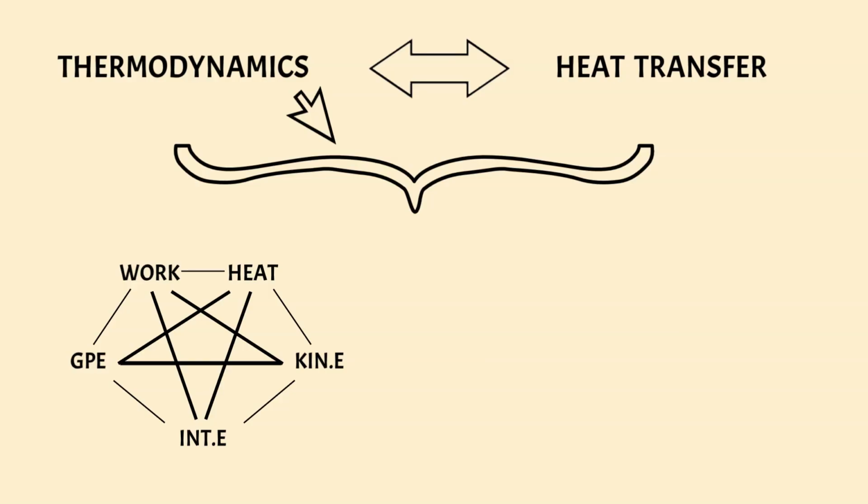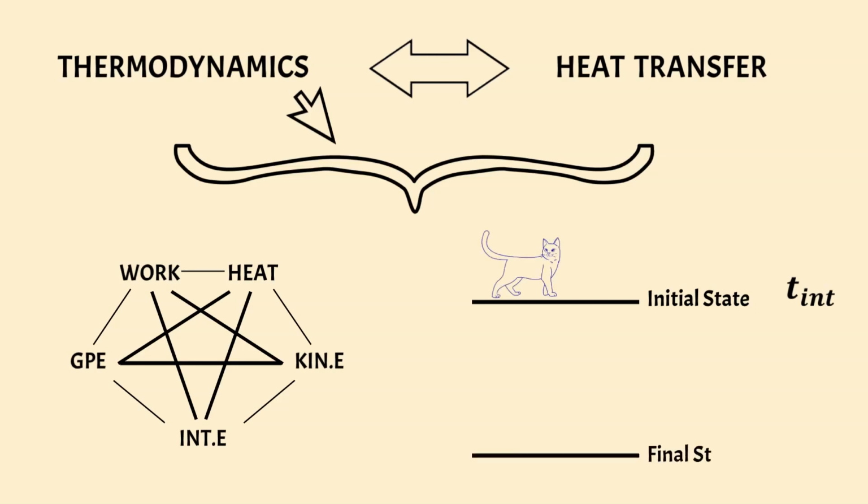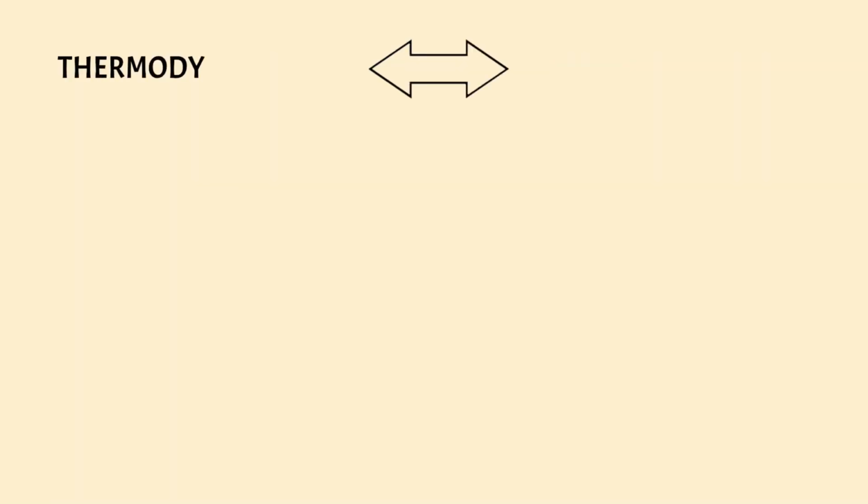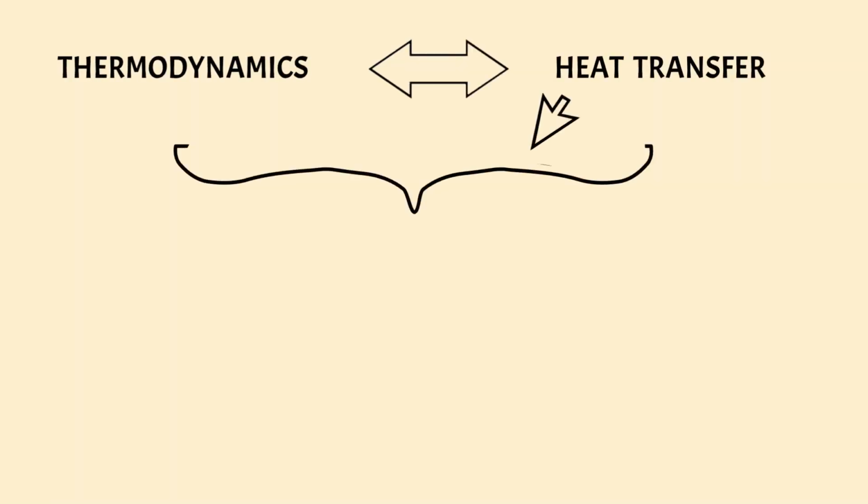Take gravitational potential energy, GPE, kinetic energy, and internal energy. They are all shapeshifters, converting from one form to another. Thermodynamics sets the stage with initial and final energy states, but it's heat transfer that fills in the details of the journey between them. Heat transfer is a so-called rate process.